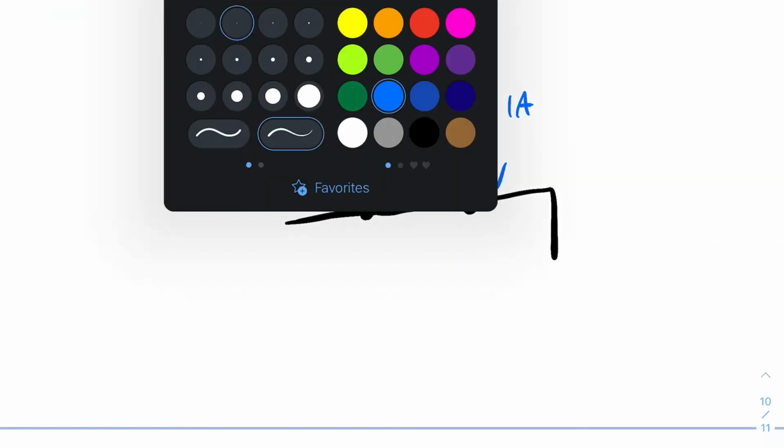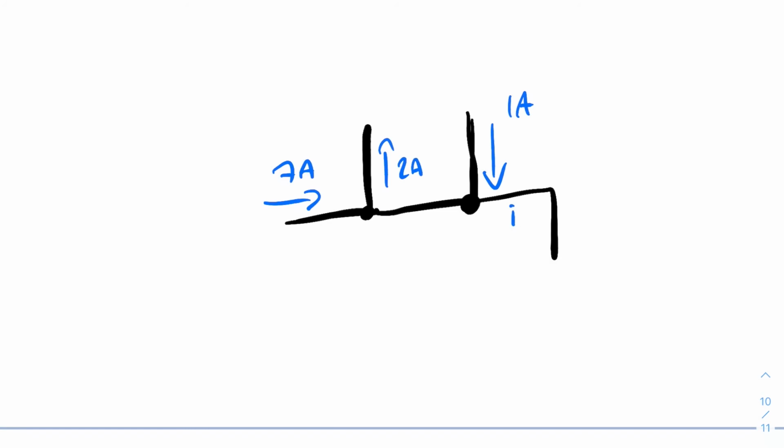And yeah, let's go like that. And then what we'll say is, let's say we've got 2 amps coming out of there. Let's say we've got 7 amps going in there. And then let's say we've got 1 amp going in there. Then what is the case for here? Let's say we had I1. What is the value of I1?